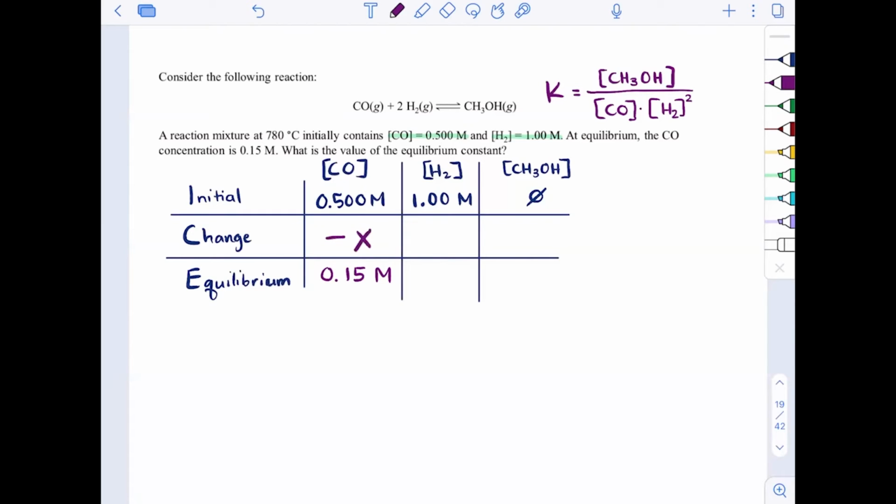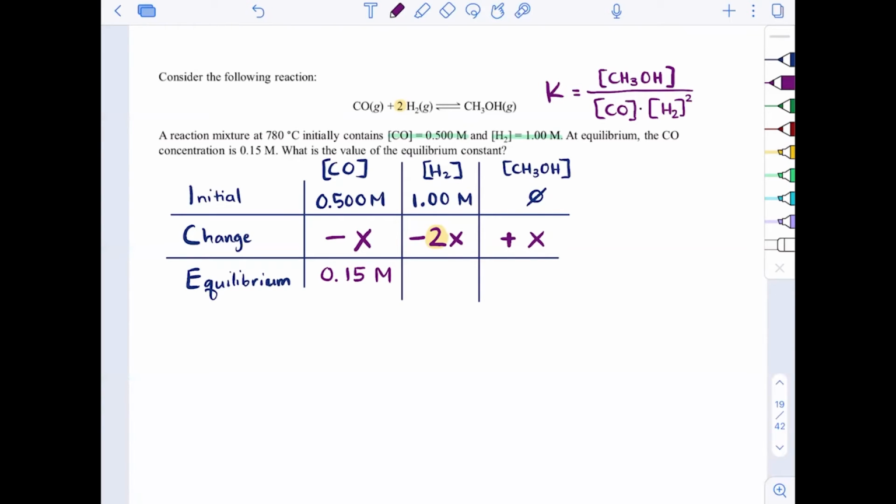Now, from that amount of information, I can determine the change. I know an amount of carbon monoxide decreased. That same amount, but times 2, would decrease for hydrogen. Now, where did I get that times 2? For every 1 mole of carbon monoxide, 2 moles of hydrogen gas must be used. And I know however much those molecules decreased, my methanol must have increased.